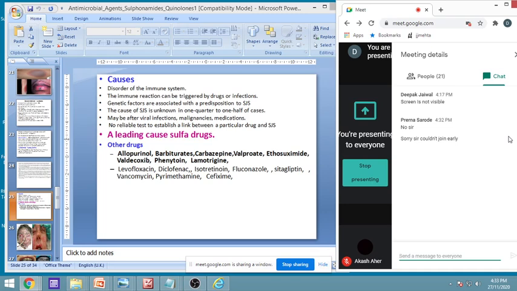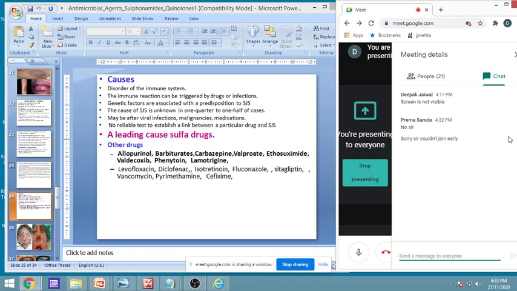So causes are, they may be after viral infection, malignancies, medications. It can be chances. No reliable tests are there to establish link between a particular drug and Stevens-Johnson syndrome. But the leading cause is a sulfur drug, because most of the cases of Stevens-Johnson syndrome are because of that. Other drugs like allopurinol, barbiturates, carbamazepine, then valproate, ethosuximide, valdecoxib. Many other drugs can also cause this one.